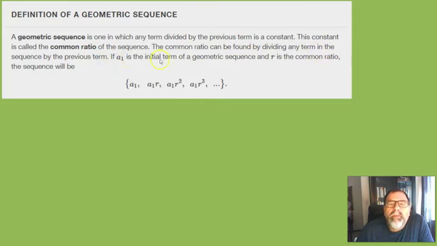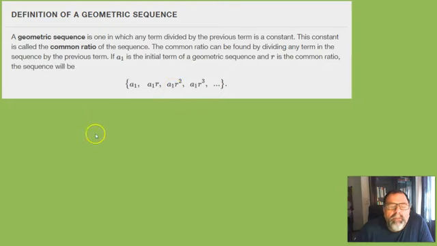If a sub 1 is the initial term of the geometric sequence and r is the common ratio, then the sequence will be a sub 1, a sub 1 times r, and then you just keep multiplying by r to get the next term, so times r again, you get r squared. Then you times by r again, you get r cubed, and so on. Okay, so you can think of it recursively. We can just take the previous term and multiply it by r, which is again the common ratio.